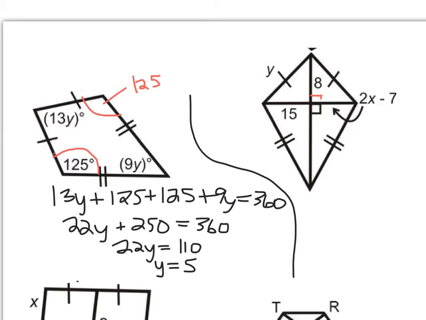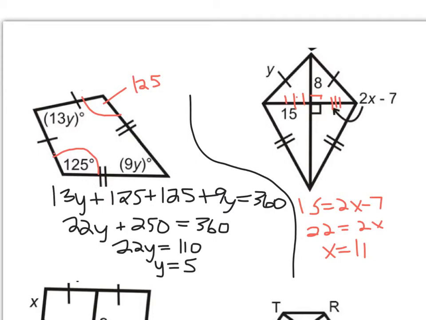Other properties of kites are that the diagonals intersect at a 90-degree angle, so they're making little baby right triangles, and that the long diagonal bisects the shorter diagonal. So in this diagram, 15 is equal to 2x minus 7, so 22 equals 2x, and x equals 11.